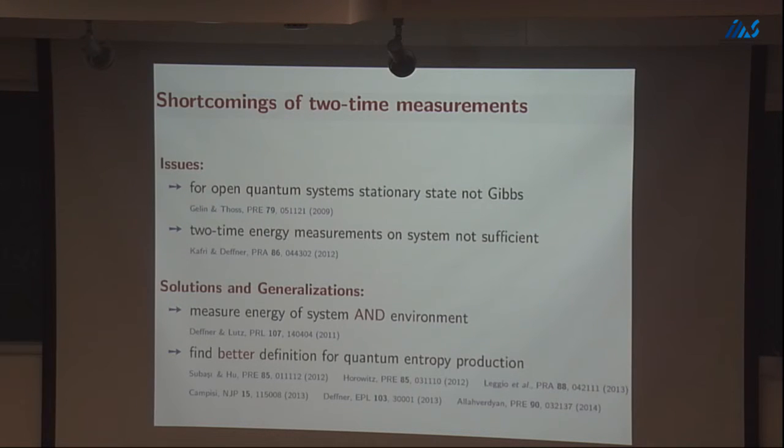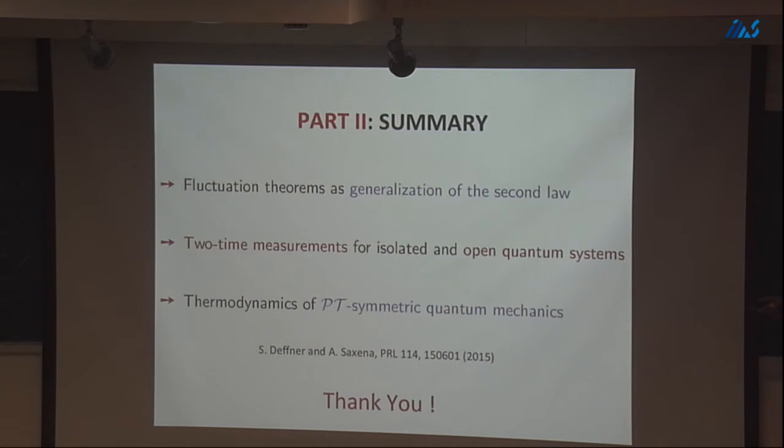So, I am going to stop here and just summarize this part. For small quantum systems, there are fluctuation theorems that came about in the last few years, which are a generalization of the second law of thermodynamics. Two-time measurements for isolated and open quantum systems are now more or less under control. So, one could think in terms of thermodynamics of PT-symmetric quantum mechanics. All the details of the calculations I talked about are in this paper, and we are now extending it to relativistic systems, etc., but that is a story for another day. Thank you.